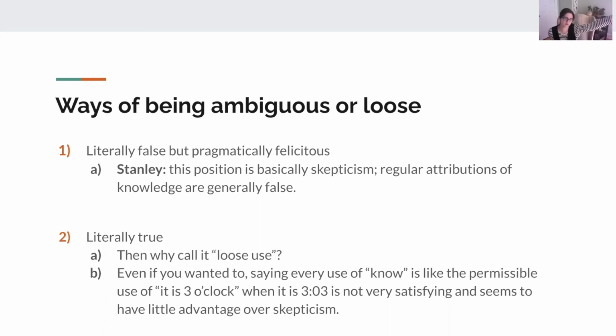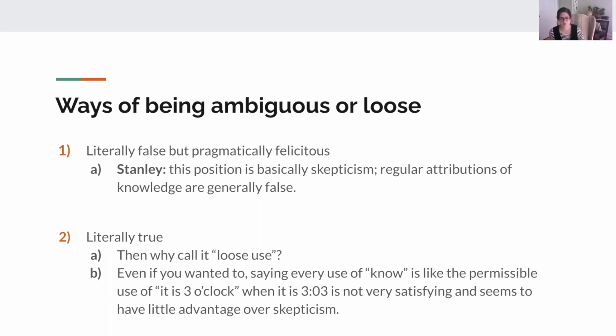So if we started out adopting contextualism as a way to avoid skepticism, this isn't going to be the way to do it. Another way that "no" could be ambiguous or loose is if it was actually literally true, and it was applied, but it was also applied loosely or ambiguously in another sense. Stanley's response to this is a little bit complicated. In a way, you could consider that he's asking, if it's literally true, then why call it loose use of the word "no"? If it's literally true, that doesn't sound loose at all. And then why use the analogy to looseness?